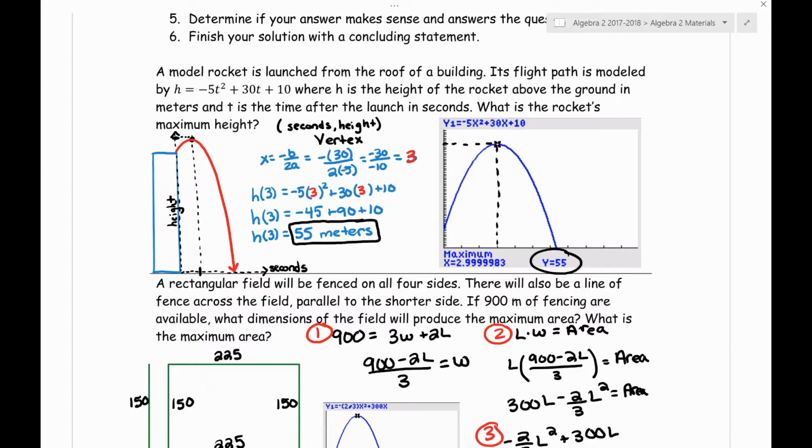So I want to know what's the maximum height. We've talked about this before. When I want to find the maximum height of something, I need to use the axis of symmetry to get the x value. In this case, it's going to be seconds. So I want to know after how many seconds from the initial launch this rocket is going to reach its maximum height. When we find the axis of symmetry, we take the a term and the b term, substitute them into the formula, and we get 3 seconds. So at 3 seconds, this rocket is going to reach its maximum height.